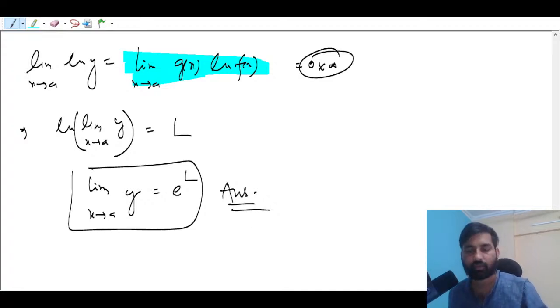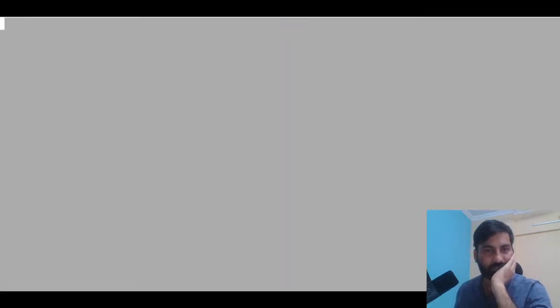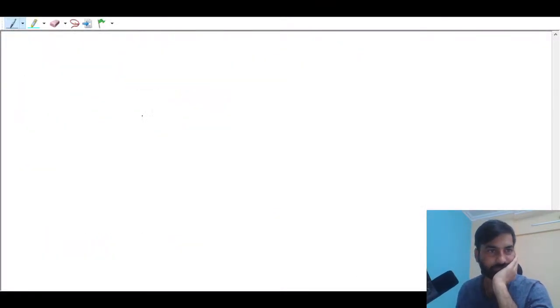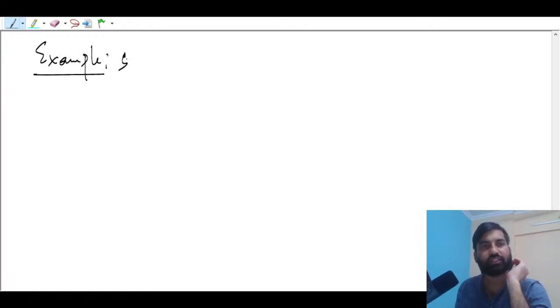Okay, so I think this is clear how to do it. It's a very simple process. You have to take log both sides, and then, if we have got some kind of moving function, let me take the example here. So I think it is example number 5. I am not sure which number it is.